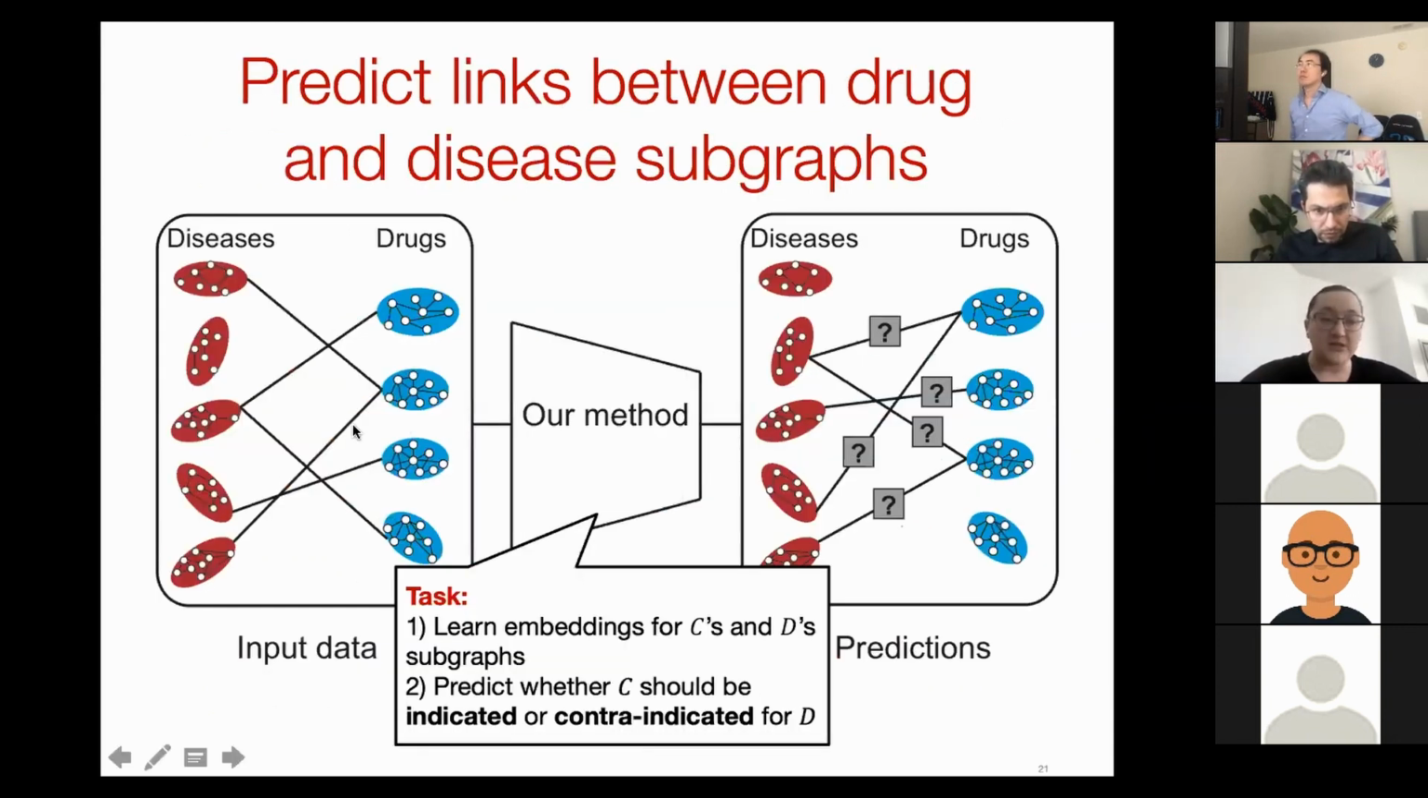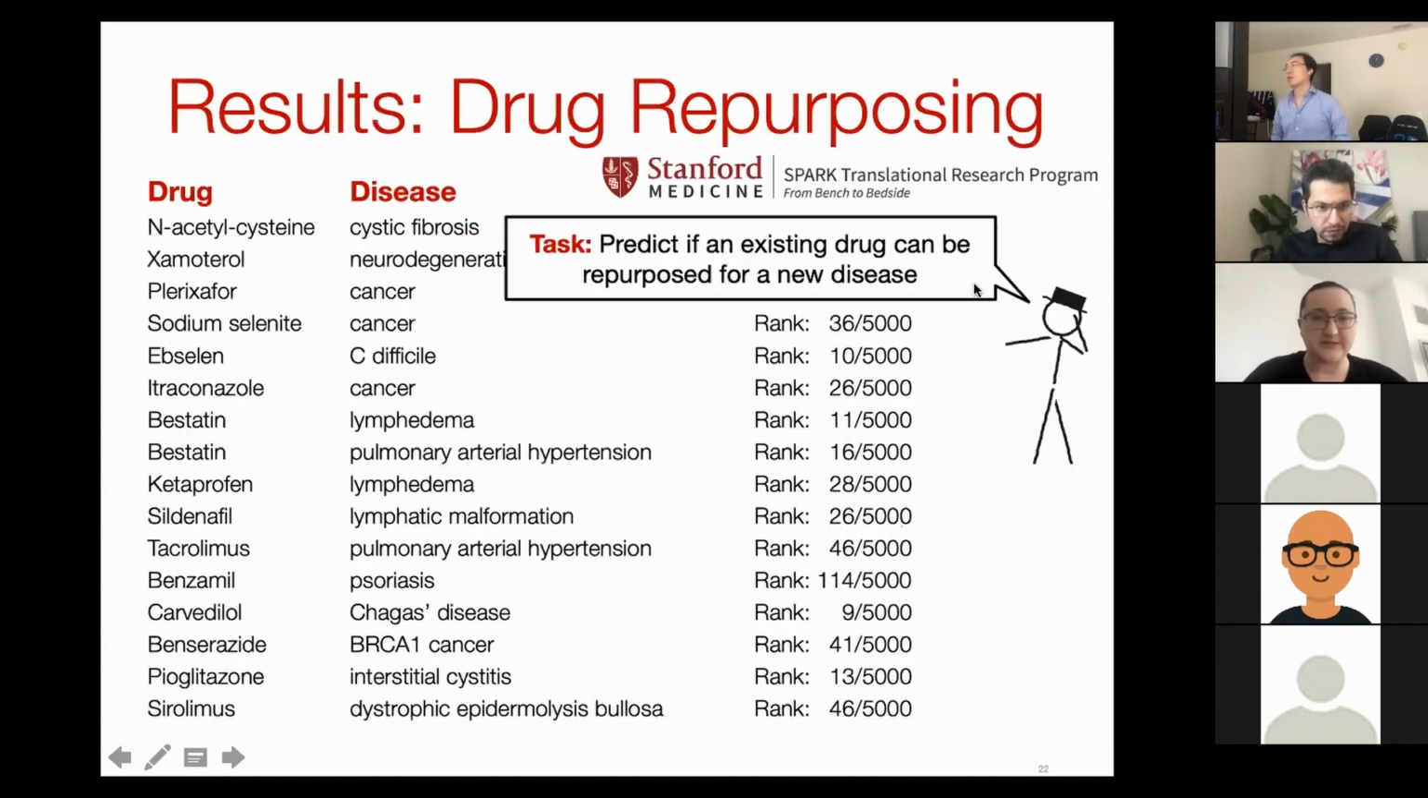So once we had this data set, we used SubGNN to learn embeddings for disease and drug subgraphs. Our input data looked like thousands of disease subgraphs and thousands of drug subgraphs connected based on known use of drugs for diseases and also contraindication of drugs for diseases. SubGNN learned embeddings for drugs and diseases, and then was able to predict whether a particular drug should be indicated or contraindicated for a particular disease, which corresponds to predicting these edges here between drug and disease subgraphs.